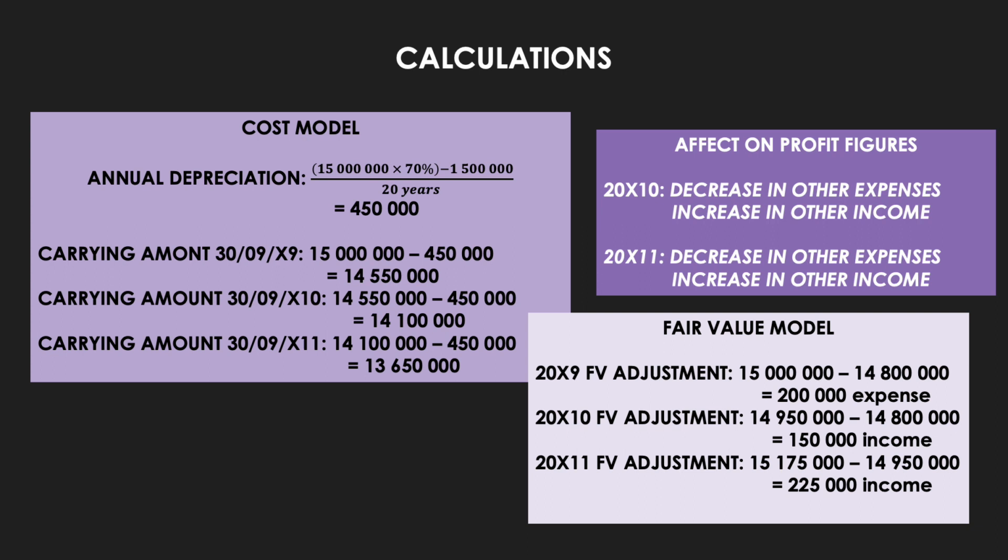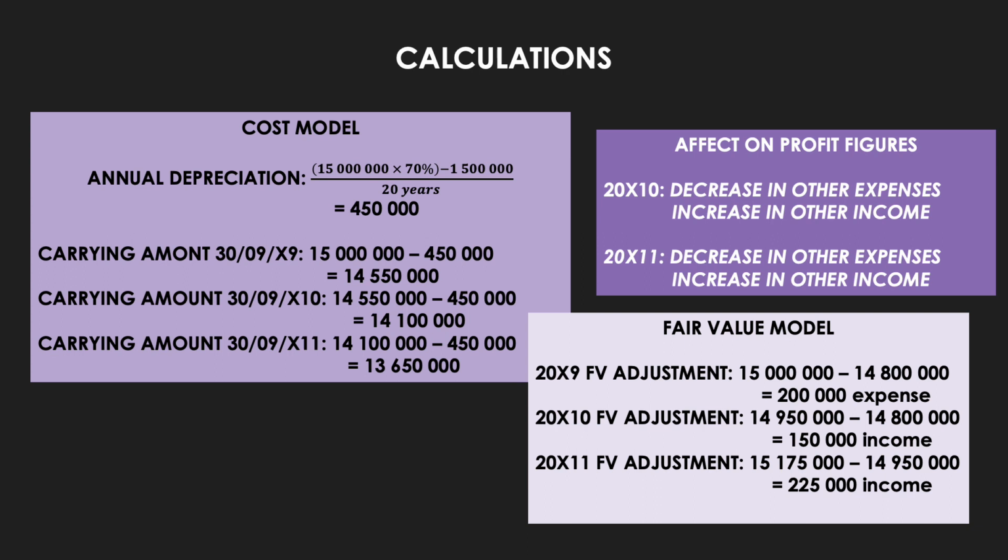So on the 30th of September 2009, your investment property would have had a carrying amount in the books of Hyatt Limited of 14,550,000 Rand. How did I get that? Well, it is the cost of 15 million less the depreciation for the year.